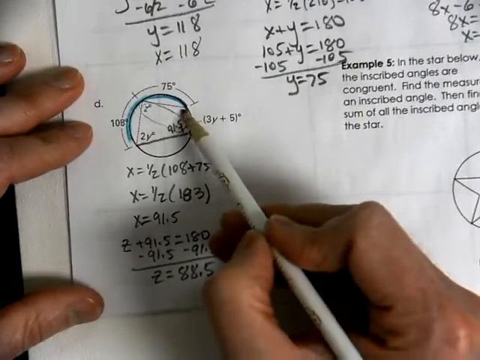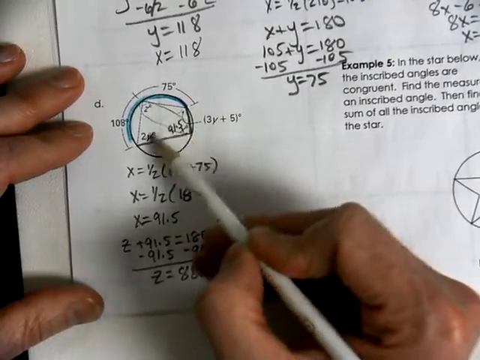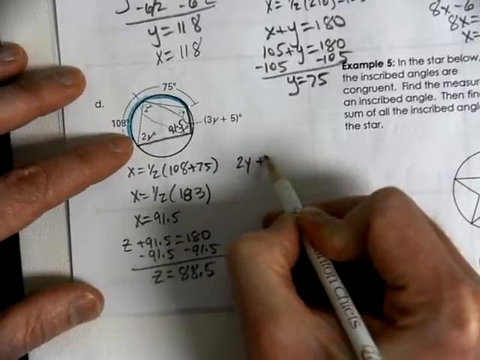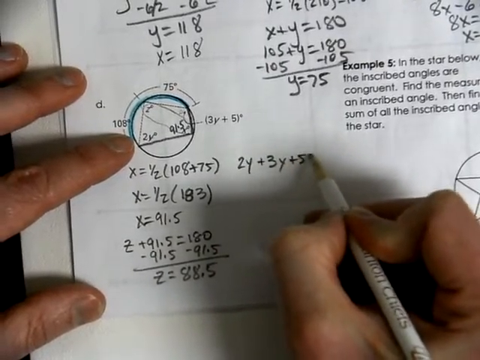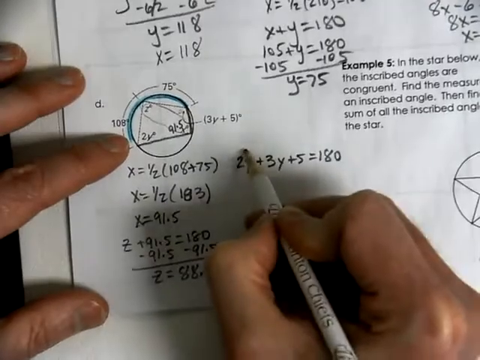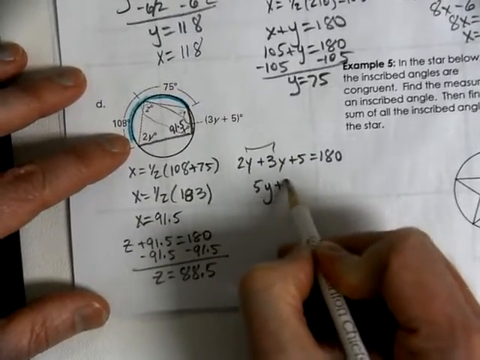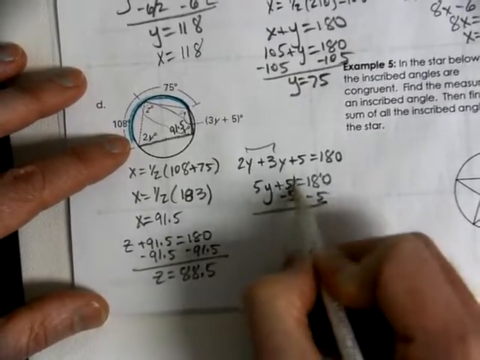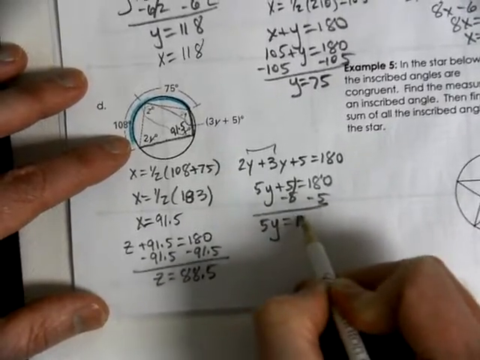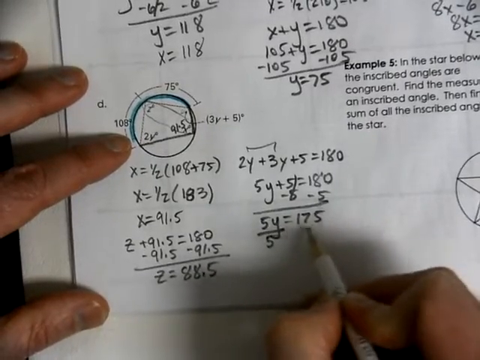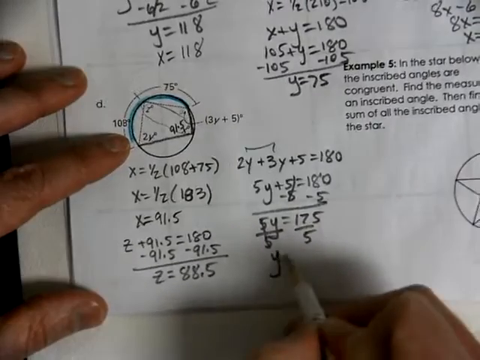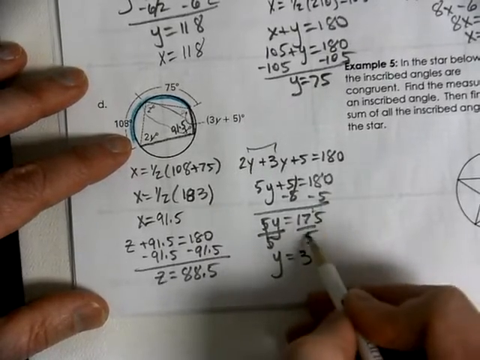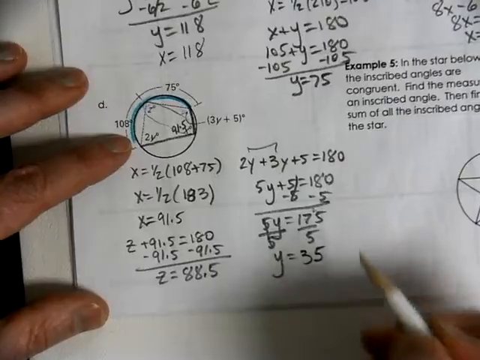And then we know these two opposite angles are going to be supplementary. So we have 2y plus 3y and 5 that add up to 180. So we're solving for y. We divide by 5 to get the y by itself. 5 goes into 17 3 times with 2 left. 5 goes into 25 5 times.